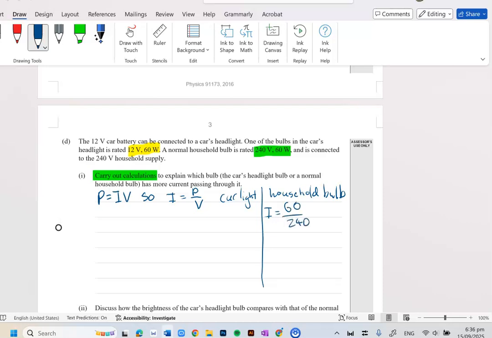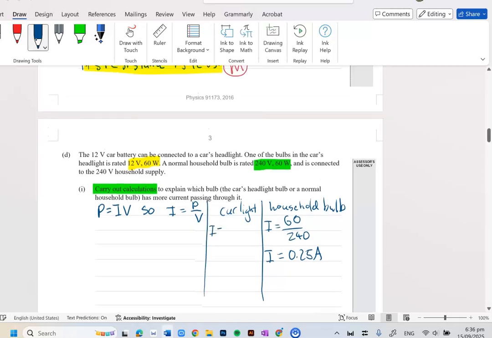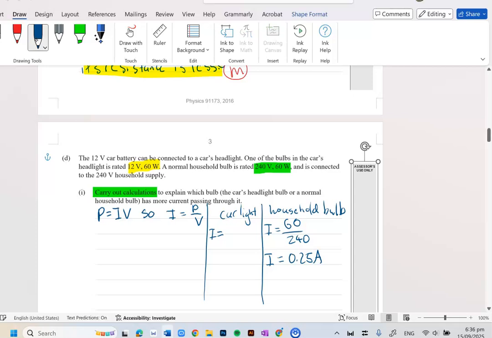So that will equal 60 divided by 240 is 0.25 amps. Alright, now the car light, I'm just going to put another thing. I equals 60 divided by 12, so I equals 5 amps. So we can see that there's more current flowing through the car battery.